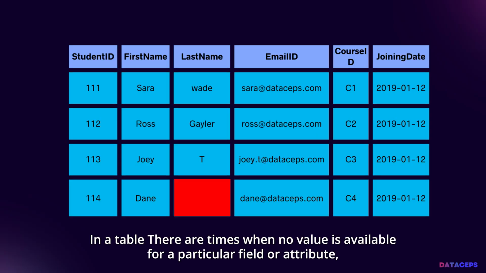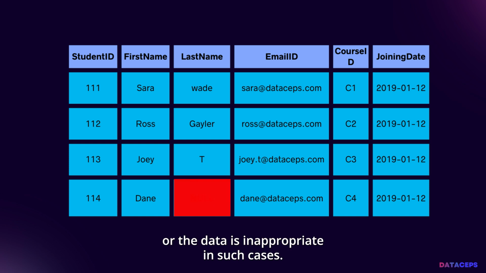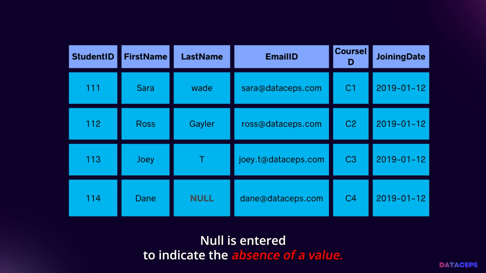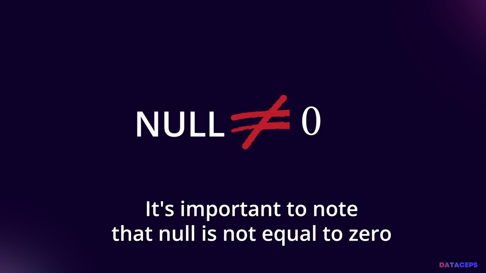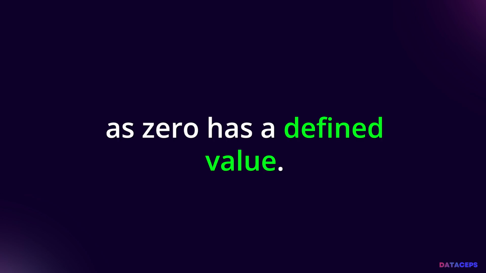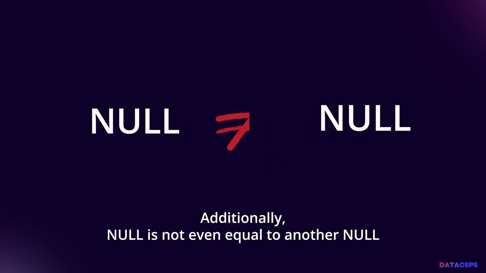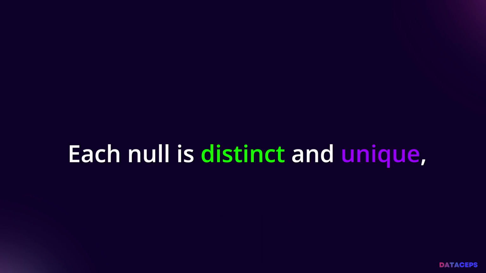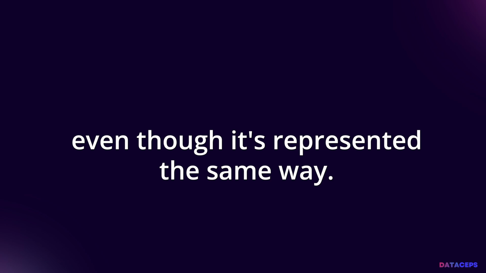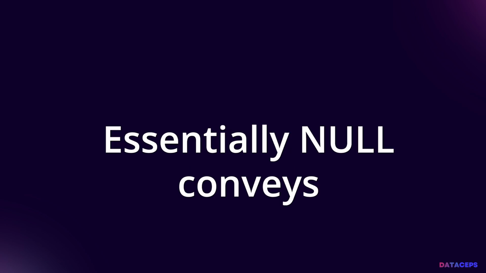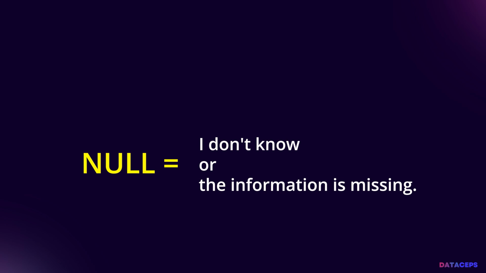Null records. In a table, there are times when no value is available for a particular field or attribute, or the data is inappropriate. In such cases, null is entered to indicate the absence of a value. It's important to note that null is not equal to 0, as 0 has a defined value. Additionally, null is not even equal to another null. Each null is distinct and unique, even though it's represented the same way. Essentially, null conveys, "I don't know," or "the information is missing."